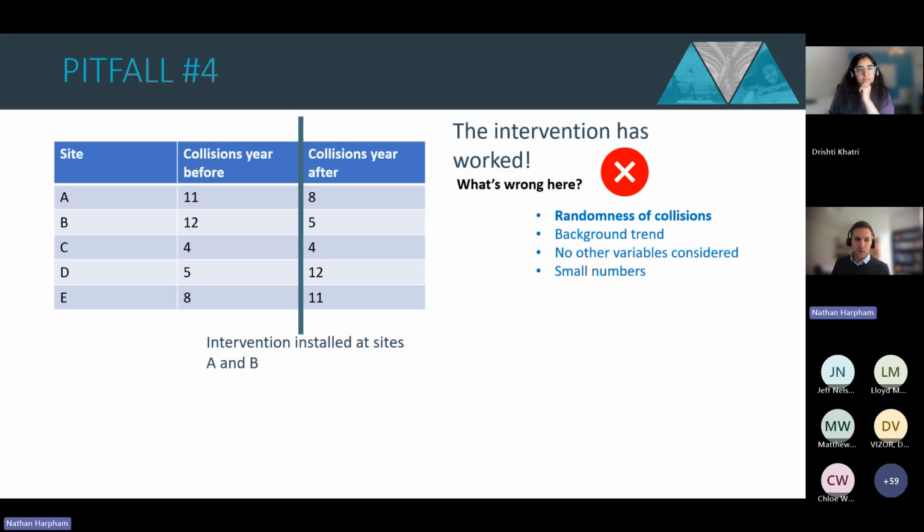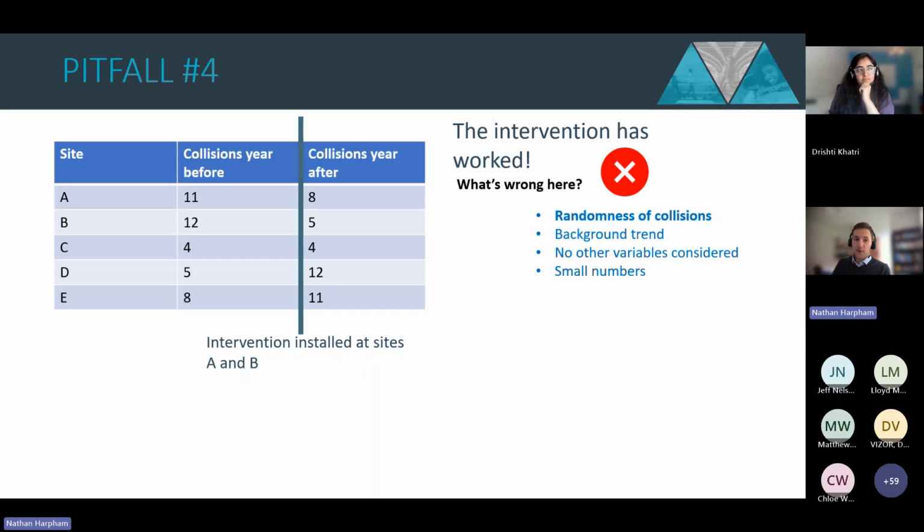So yeah, there's quite a few things that are wrong with it. So I haven't taken into account randomness of collisions. We know that collisions are inherently random. We can understand them to some extent in terms of the factors that are influencing them, but we can't understand them to its full extent in terms of predicting exactly how many.